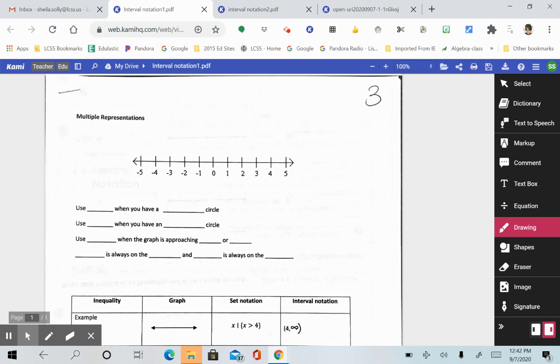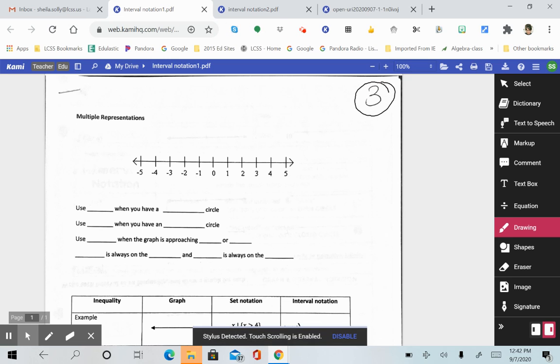Okay, boys and girls, this begins packet number 3. All right, it's going to say multiple representations. It's how we give the same information, but it's going to look a little differently. Now, we're talking about a number line, so we're going to fill in down here first.